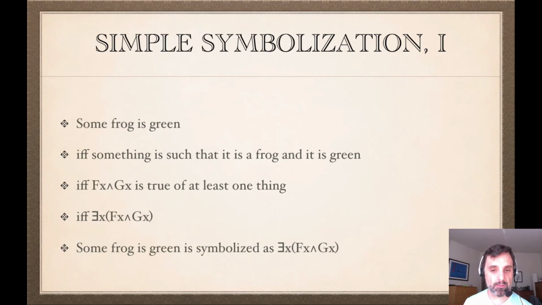And note that it's some x, Fx and Gx, and not, for example, some x, Fx and some x, Gx. That would say something is a frog and something is green, but it wouldn't tell us that it's the same thing that's both green and a frog.